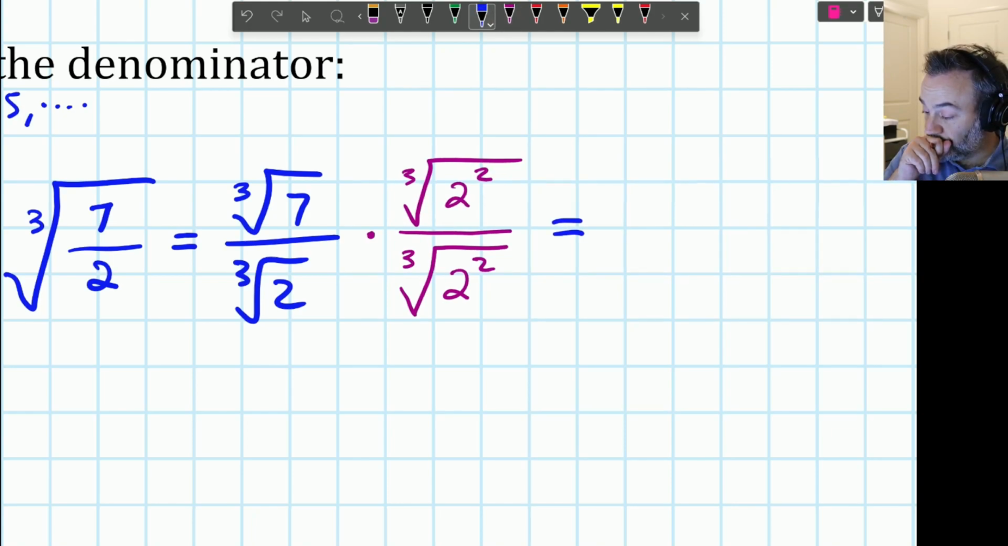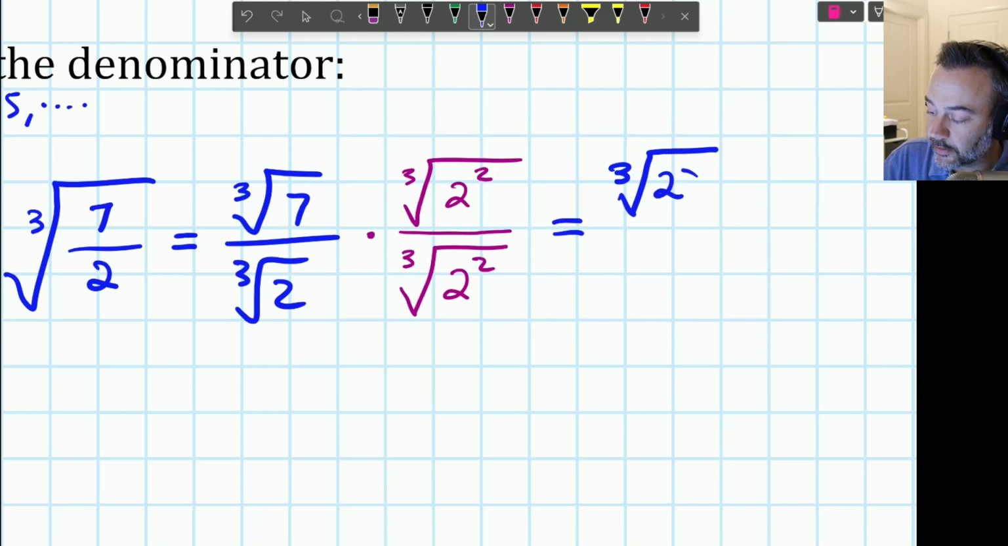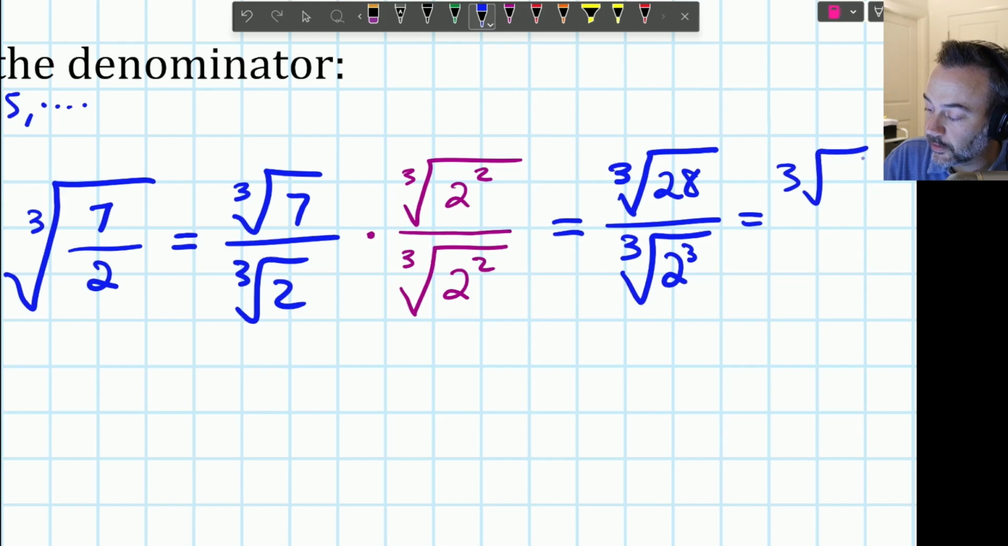And so in the numerator, I have the cube root of 7 times 4, 28. And in the bottom, I have cube root of 2 cubed. Cube root of 28 over 2. Sorry, that was a little bit too big there.